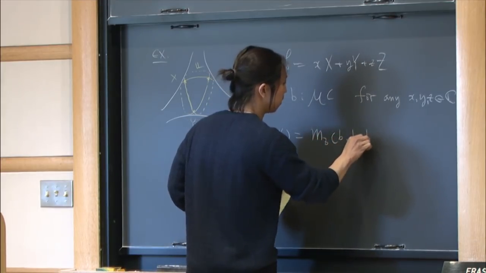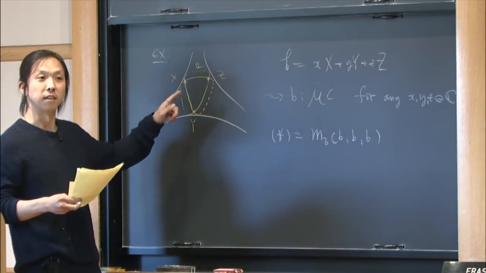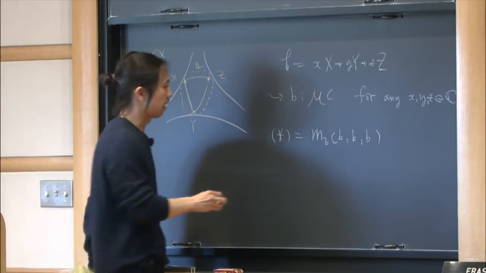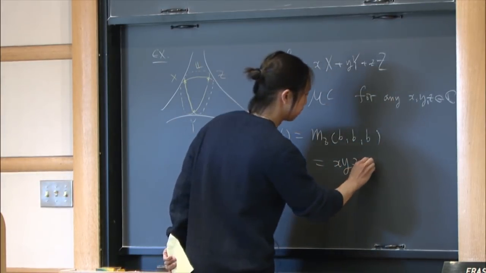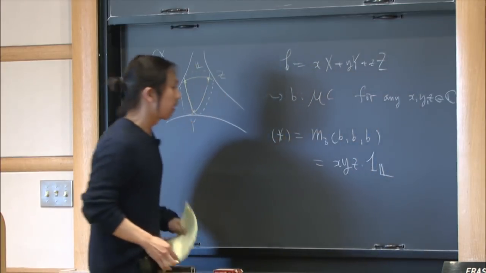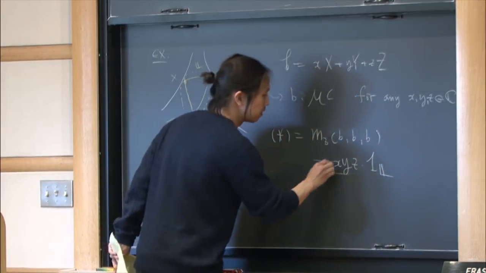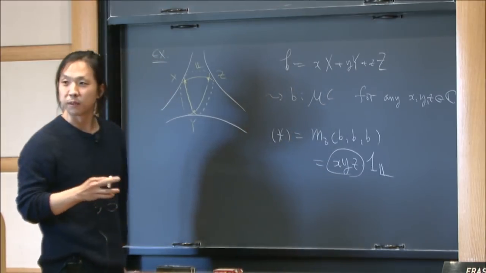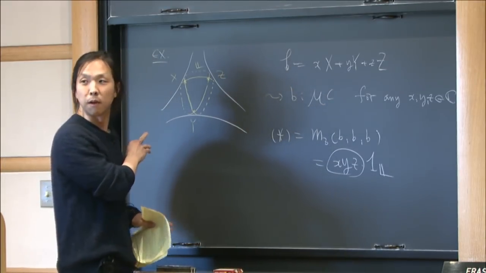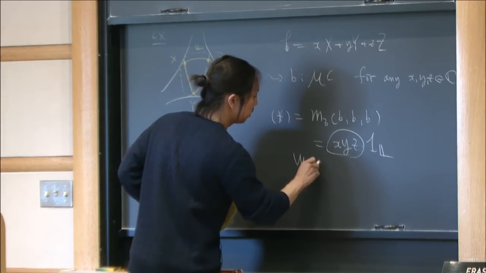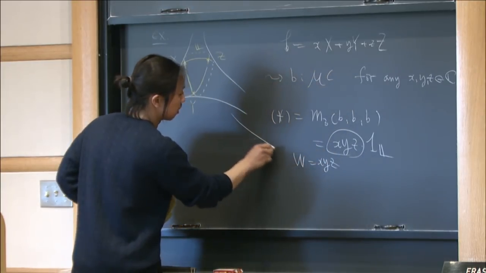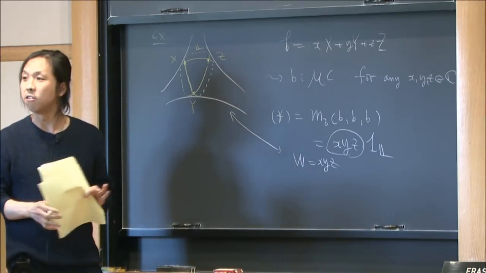And then m3 is easy, right? m3 is this triangle XYZ. So what you get is xyz times the unit of this Lagrangian. In fact, this potential xyz, or this W = xyz, is called the superpotential, and this is an LG mirror of this pair of pants. They're mirrored to each other. So this pair of pants has this LG mirror.